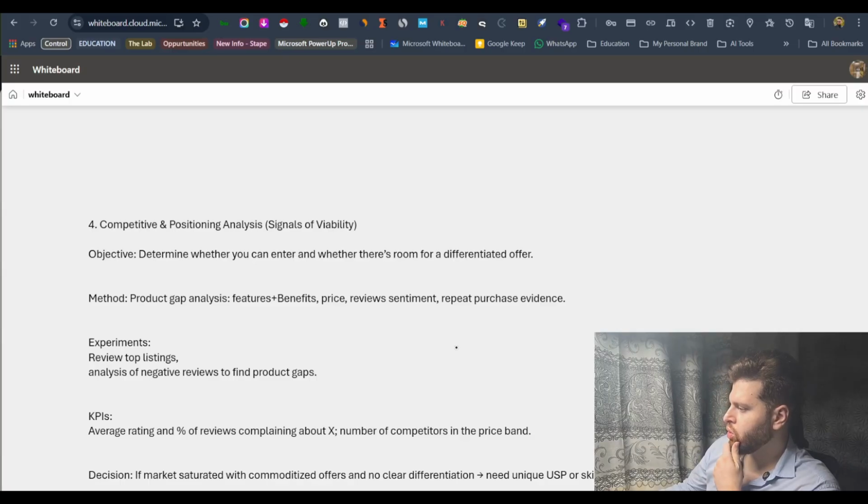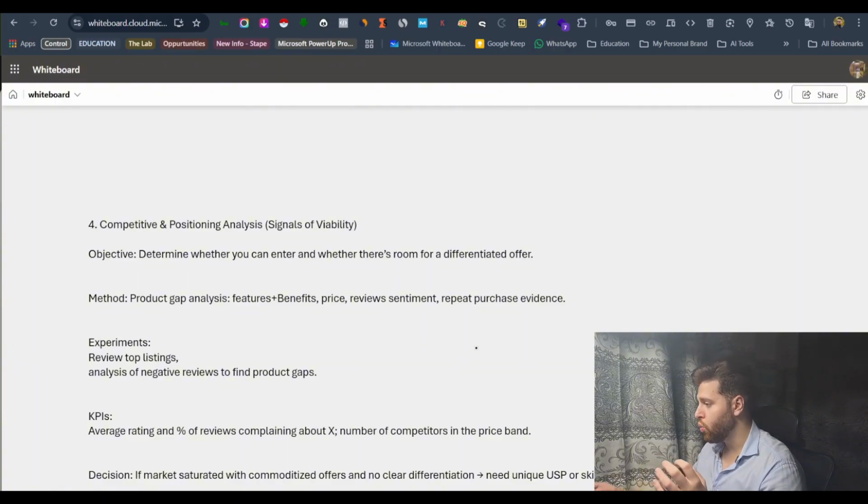So the experiment that you need to do here is to review top listings and analyze negative reviews to find product gaps. What you will be doing is to go, for example, on Amazon for the top 10, and you go over one by one and you click on the 1-star reviews, and you check the common problems. You should check a lot of negative reviews, and what people are complaining about, brand wise or product wise, anything, and use that as your advantage.